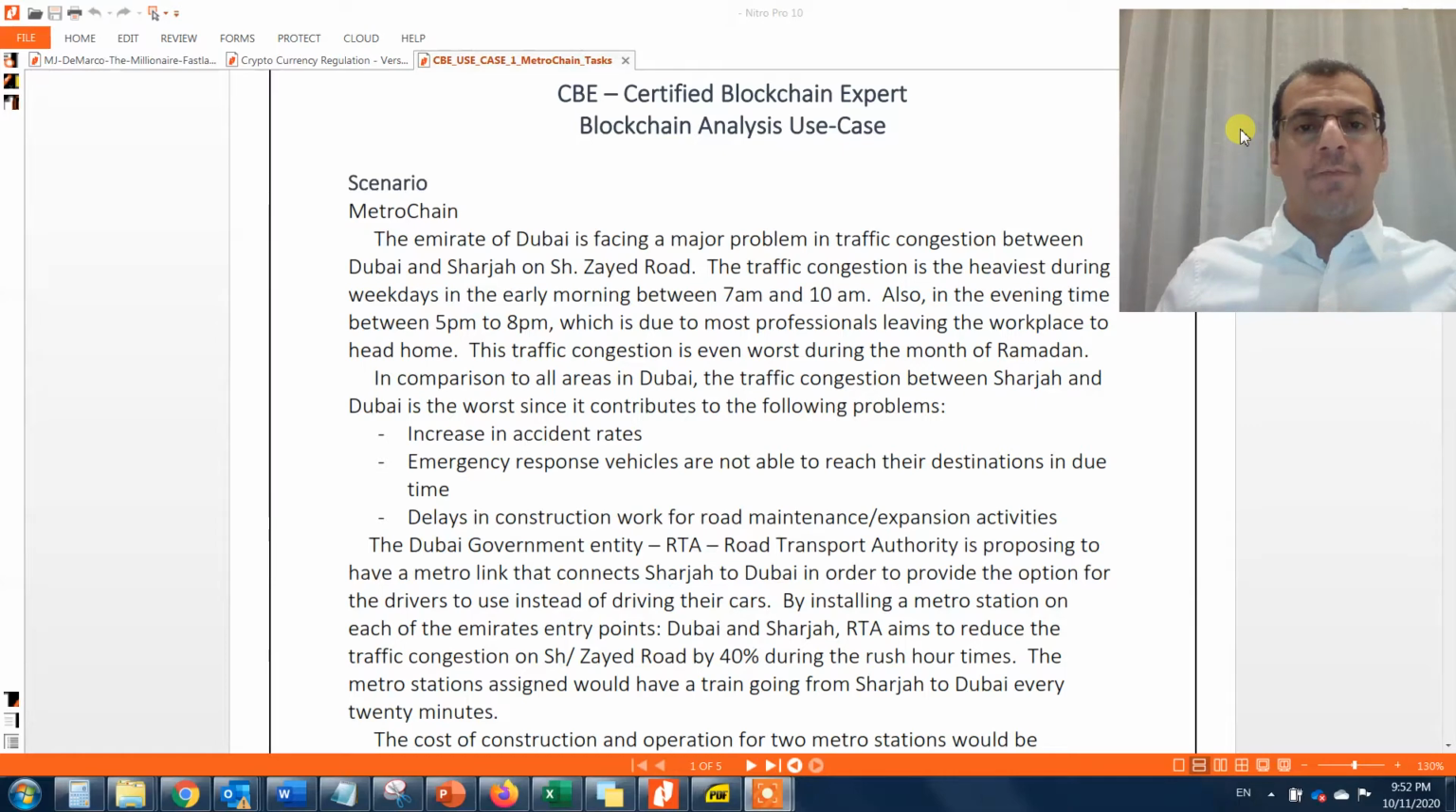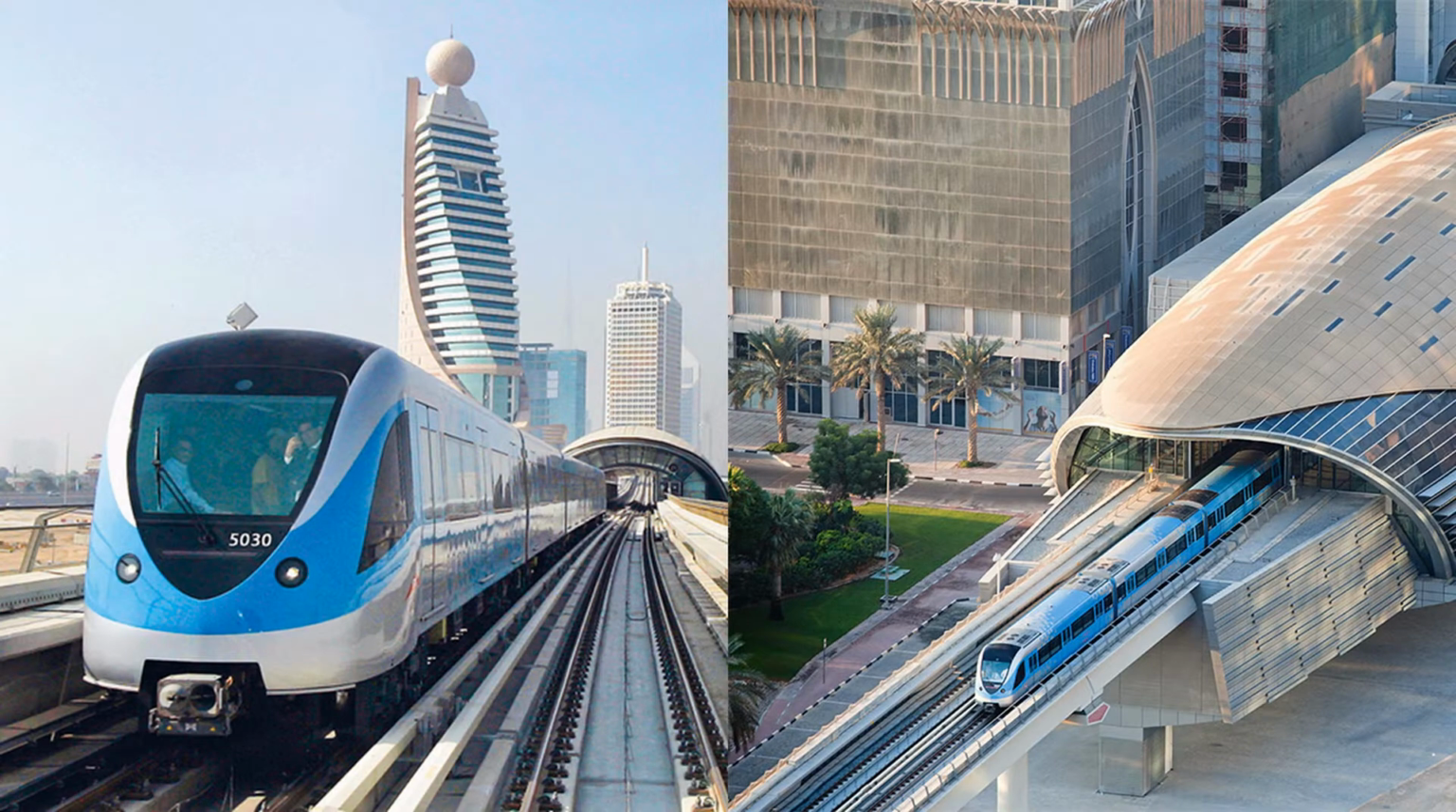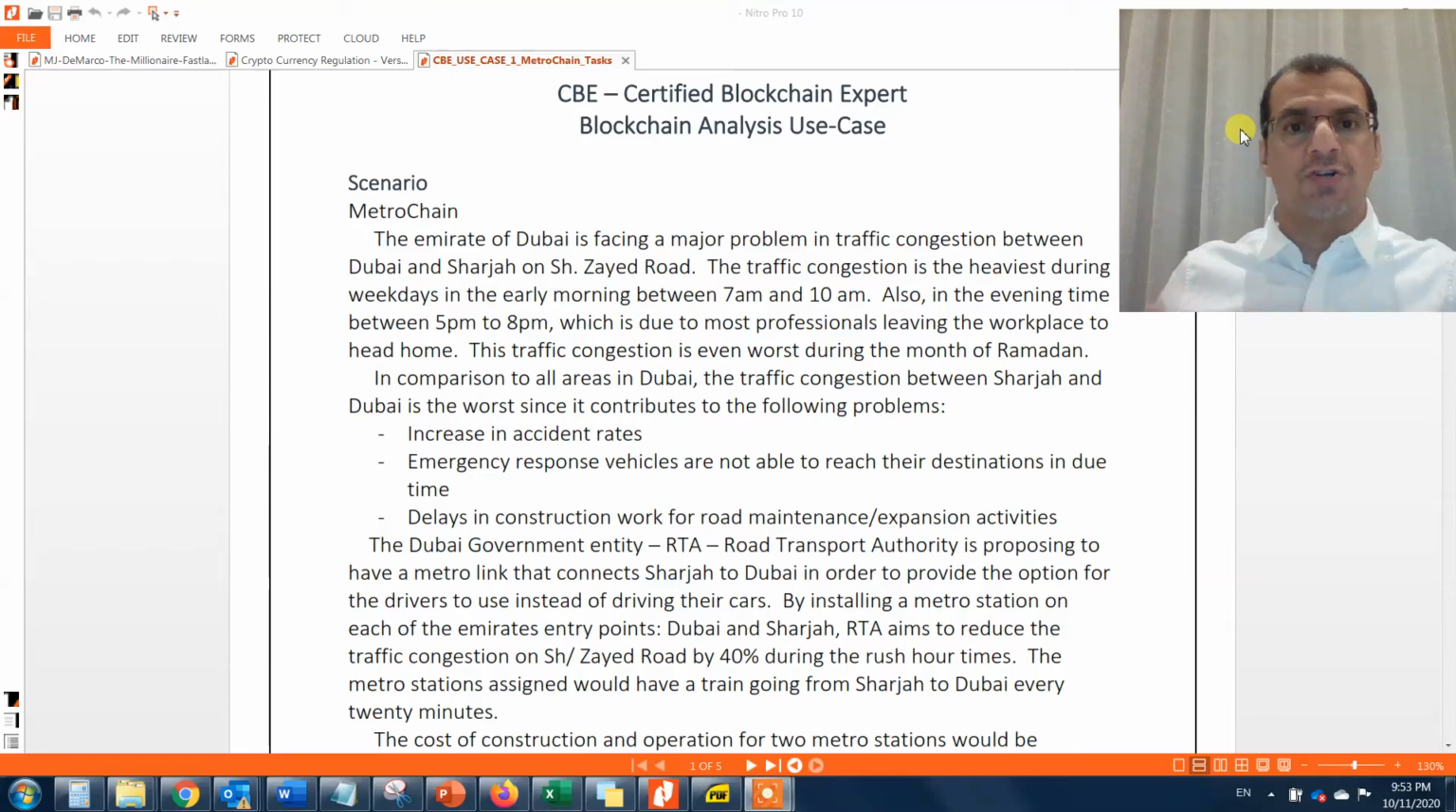Now, this specific use case came up to leverage token share ownership to build a brand new metro station between Dubai and Sharjah, which is a neighboring emirate of Dubai, about 30 minutes away from Dubai by car. Currently a lot of the people who work in Dubai live in Sharjah, so the daily commute has a lot of traffic congestion. The idea was to build a metro station in Sharjah to help alleviate the problem of traffic congestion between Sharjah and Dubai.